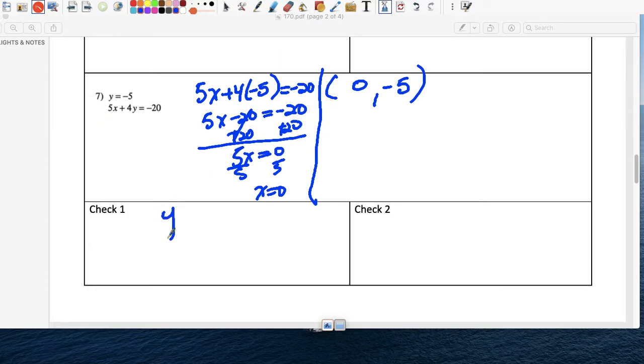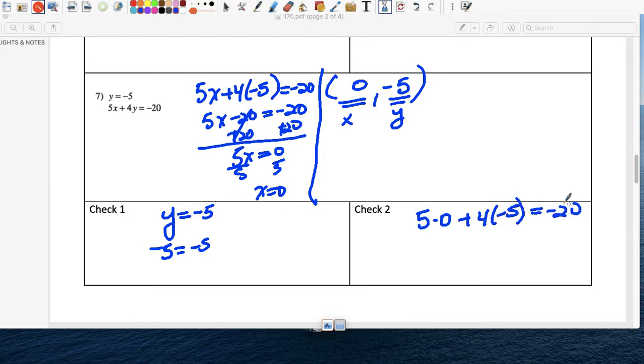Equation 1, y equals negative 5. If I substitute, I get negative 5 equals negative 5 because that's what y is, right? So again, remember this is your x and this is your y. Second equation, well, 5 times 0 plus 4 times negative 5, all that should equal negative 20. 5 times 0 is 0. 4 times negative 5 is negative 20. Does that equal the right side? Yes. So our solution, 0, negative 5, is correct.